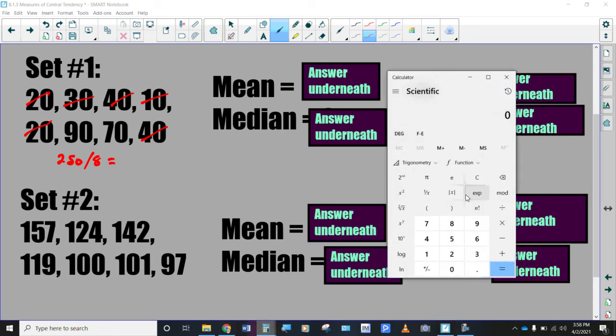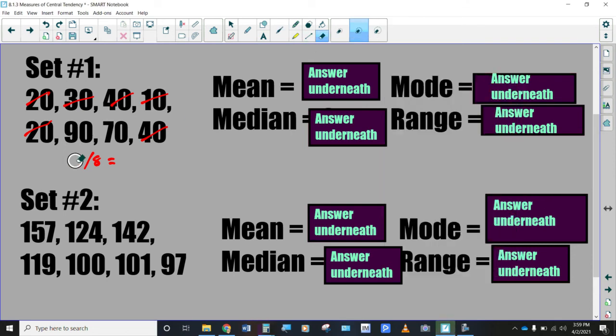Actually, you know what I could have done? Let me just verify that I got this right. 20 plus 20 plus 30 plus 90 plus 40 plus 70 plus 50. Did I get it? No, I was way off. I am so glad I did this over again. That is not 250. It is 320.